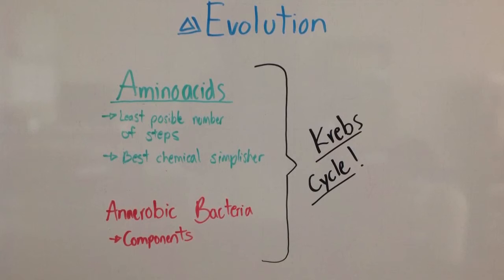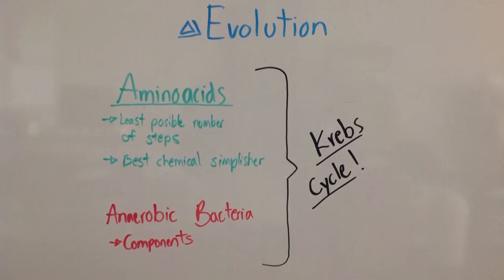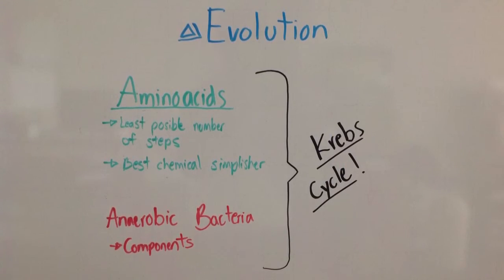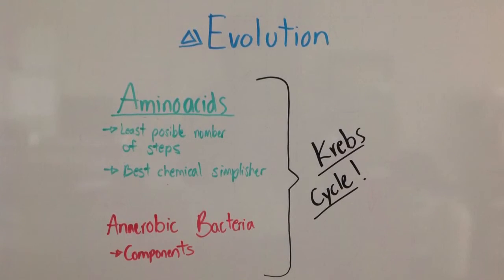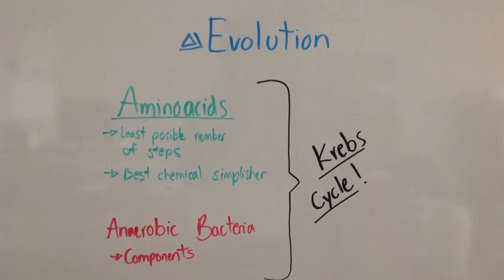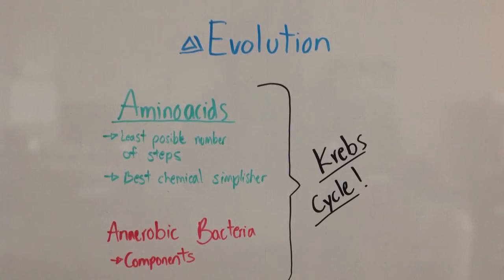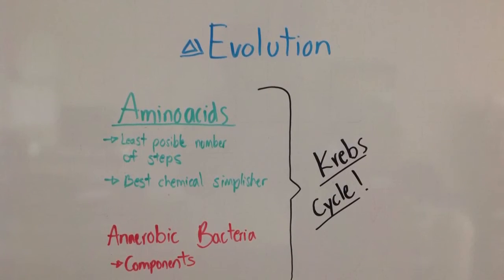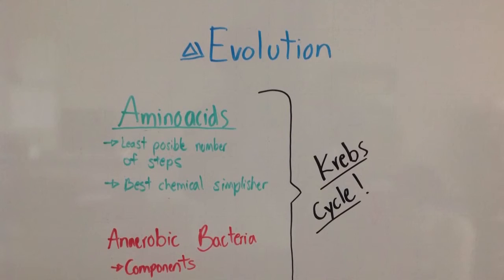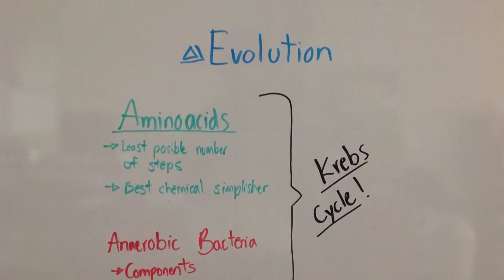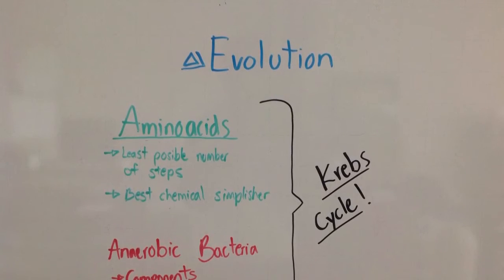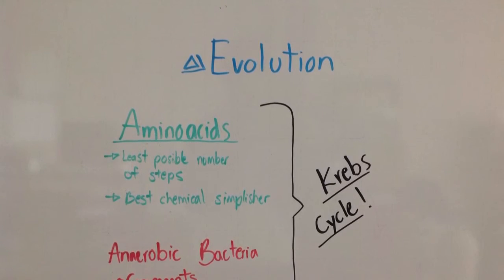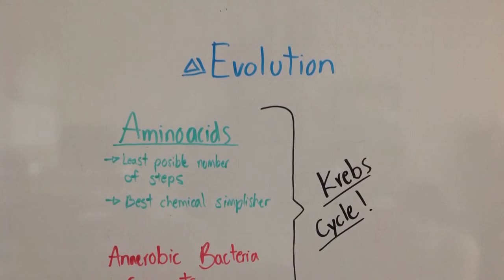The Krebs cycle evolved from pathways of amino acid biosynthesis. The design of this metabolic pathway, as it occurs in living cells, is the best chemical solution. It has the least possible number of steps, and it also has the greatest ATP yield. Components of the Krebs cycle were derived from anaerobic bacteria, and it may have evolved more than once.